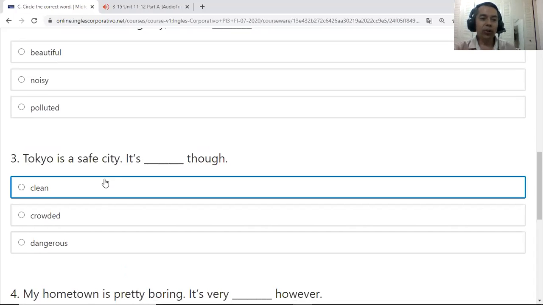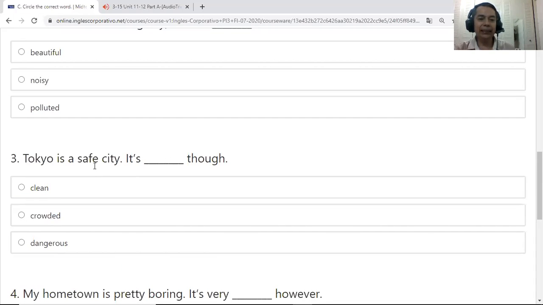Sigamos. Tokyo is a safe city. Safe es seguro. Y though es algo negativo. Es afirmativo. Entonces, lo que vamos a poner aquí es algo contrario, algo negativo a Tokio. ¿Sí? Algo negativo. Pero vean bien, aquí está hablando de seguridad. Entonces, ya en este no hablen de seguridad. No hablen de otra cosa que sea negativa, ¿sí?